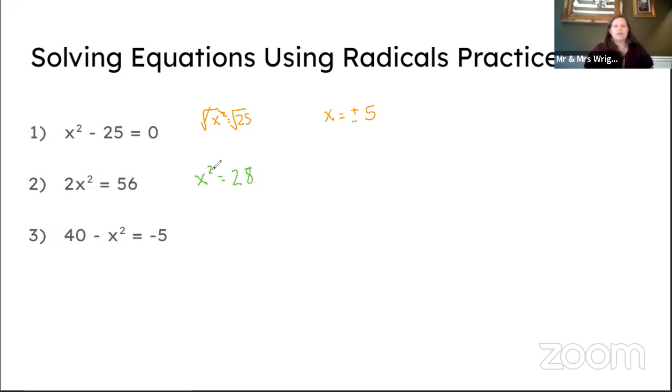All right, so now I've got x squared. I need to put a radical around both those, which means my answer has to be plus or minus. Okay, these are going to cancel out. I've got an x on this side. Square root of 28. I'm not so sure that's a perfect square, so let's go ahead and divide this out.